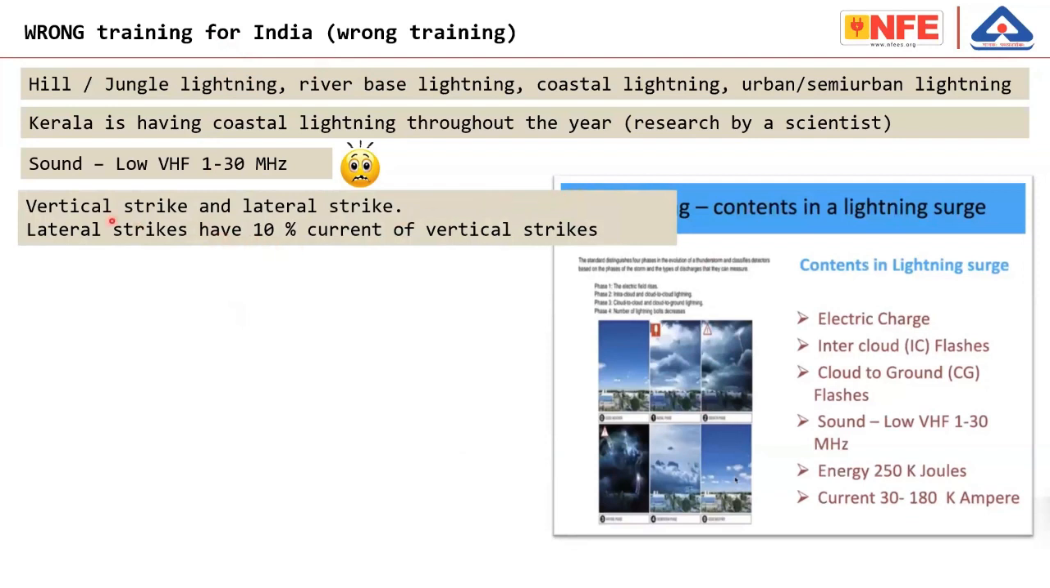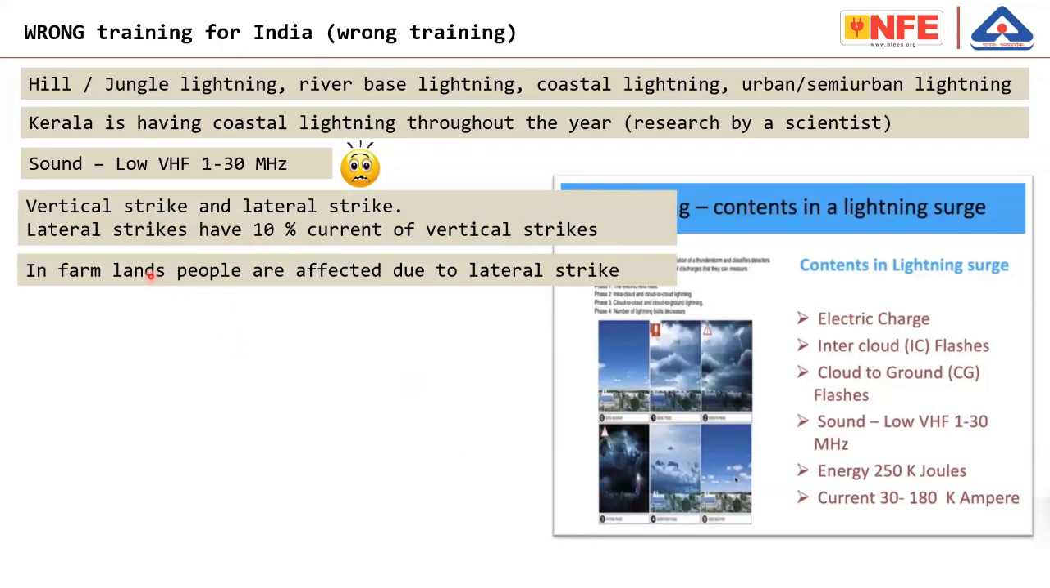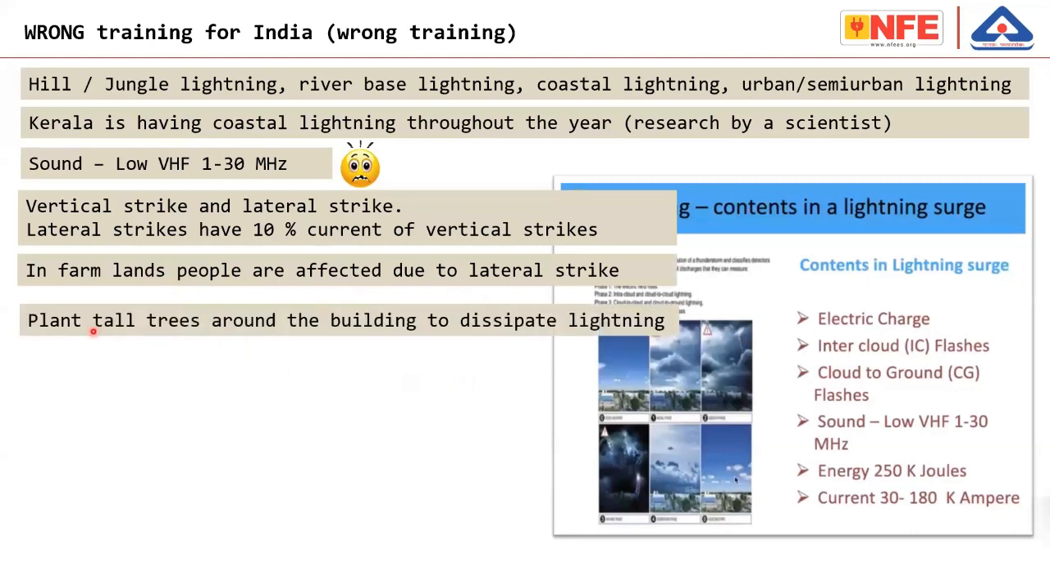So people are also educated that there are vertical strike and lateral strike. In farmland, people are affected due to lateral strike. Please note that it is due to step potential, not lateral strike. There was a propaganda during 2016, 2017. The propaganda was you plant tall trees all around the building, or plant tall trees. As a result of the tree, lightning is dissipated by the tall tree.